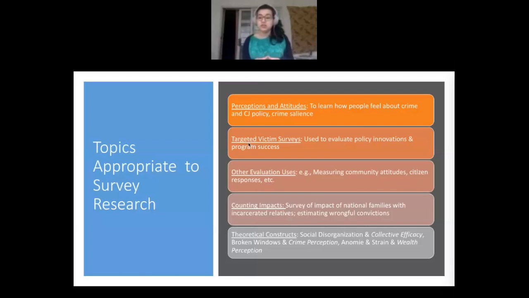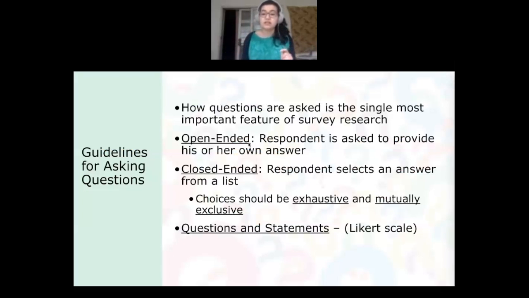And so they're widely used, and the key importance of developing them is actually constructing the questionnaire and making sure that it's clear to the respondents what you're actually asking. So here are some guidelines for asking good questions. And like I said, this is the single most important aspect of survey research when you're preparing to do a survey, is constructing the questions so that they're not confusing.